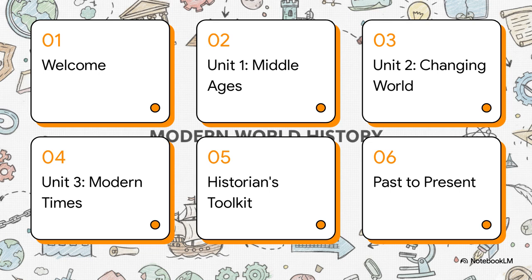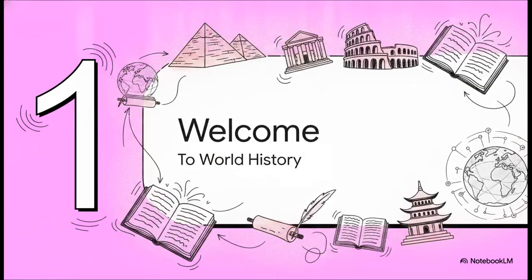1. Welcome to World History. 2. Unit 1, The Middle Ages. 3. Unit 2, A Changing World. 4. Unit 3, Modern Times. 5. The Historian's Toolkit, and 6. Connecting Past to Present. All right, let's jump straight into Section 1.